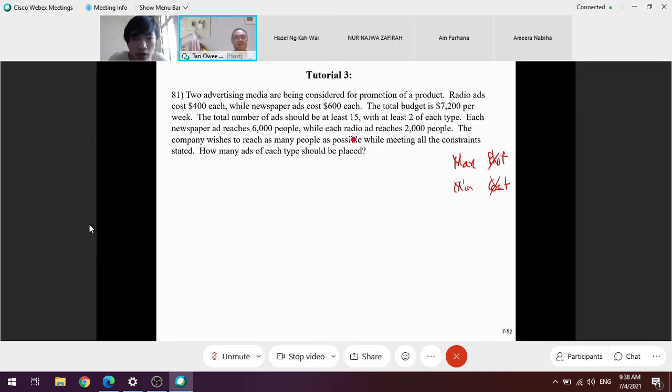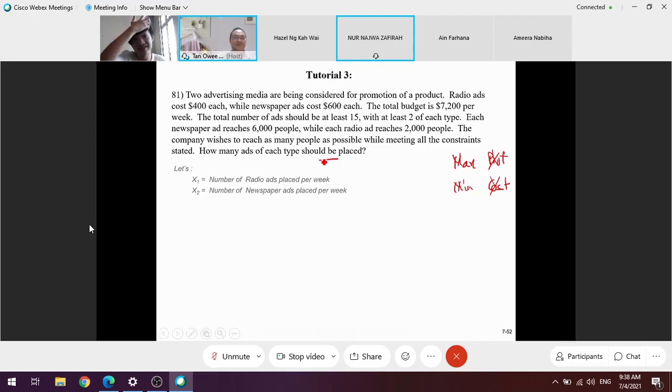Where did you get that? Which of the keywords tell you that these are the 2 decision variables? Zafira? Percentage. 2. And the last, correct. How many of each type should be played, right? Okay, good. Alright. What is the objective function?